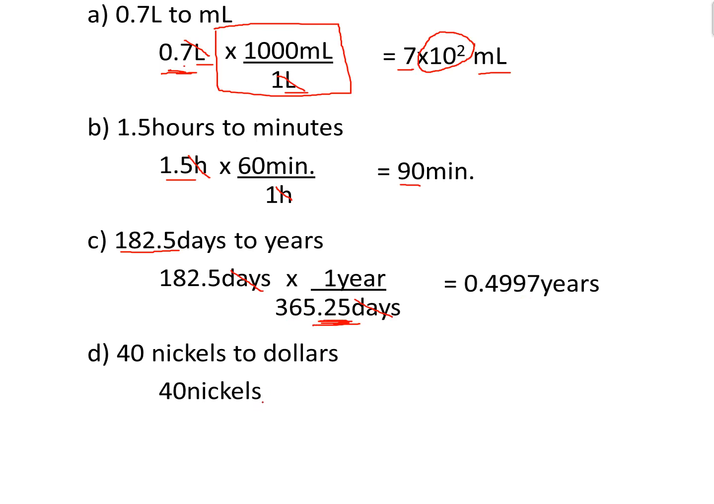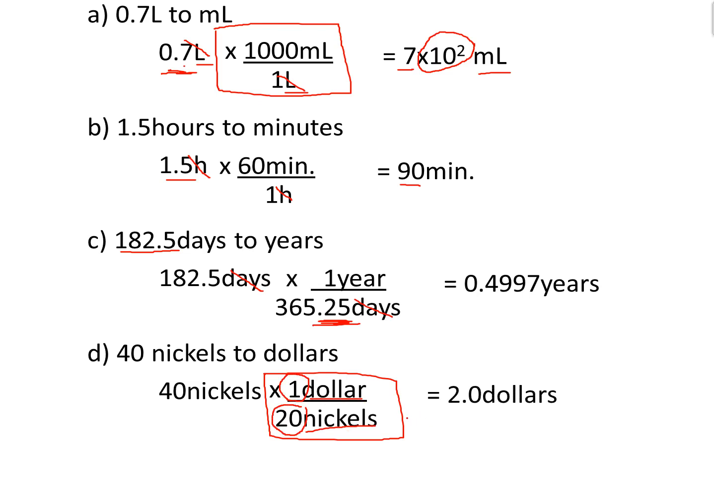40 nickels to dollars. We can again set up our conversion factor with nickels on the bottom. And again, I suggest you put the units in first and then the numbers. That way you're thinking about which one goes on top, which one goes on bottom, and you'll always get the answer correct.